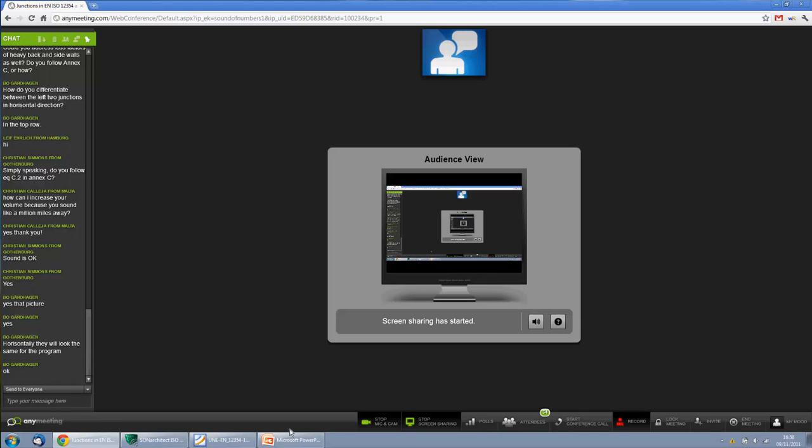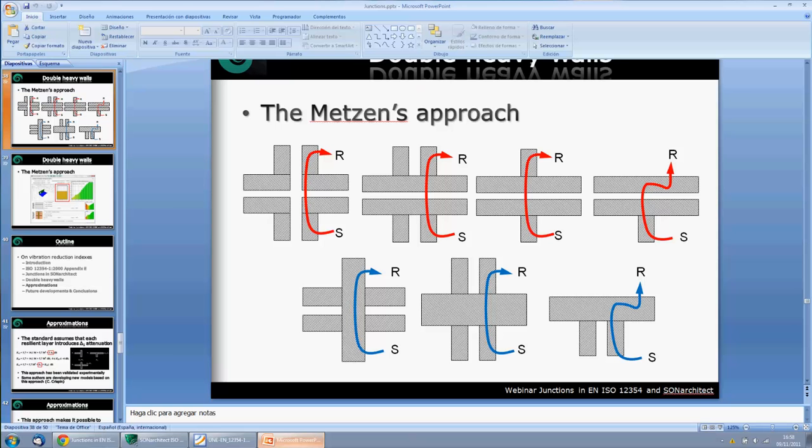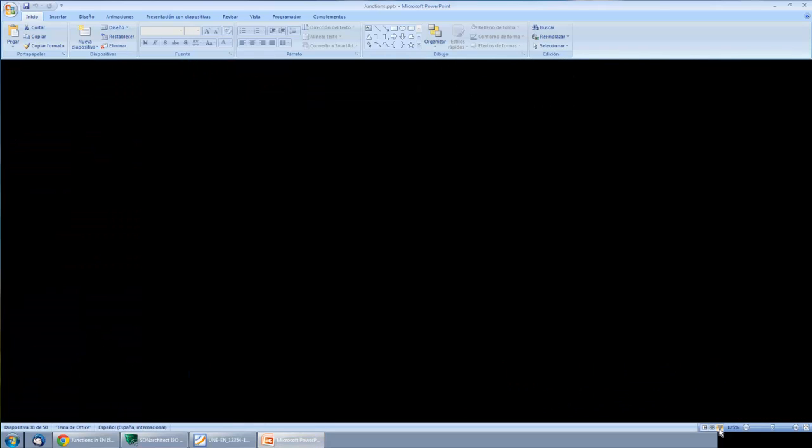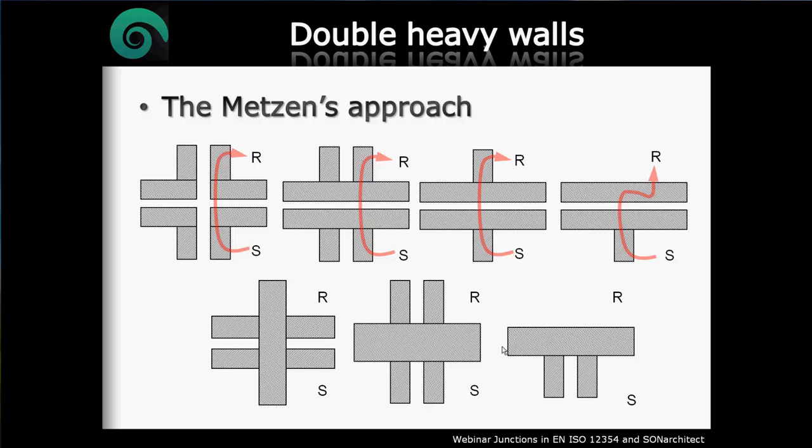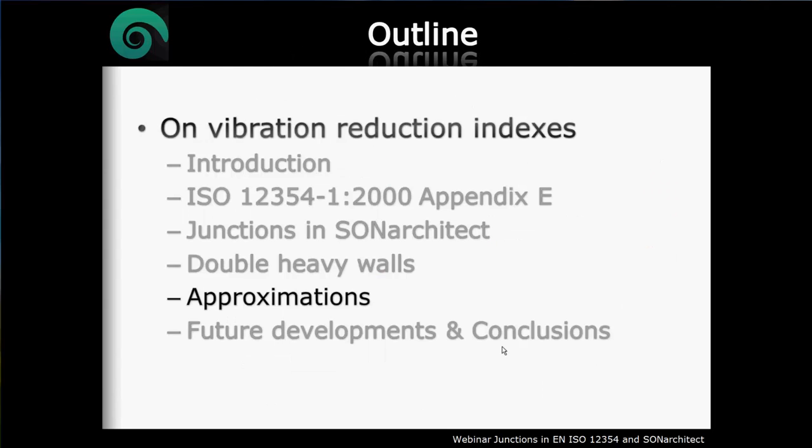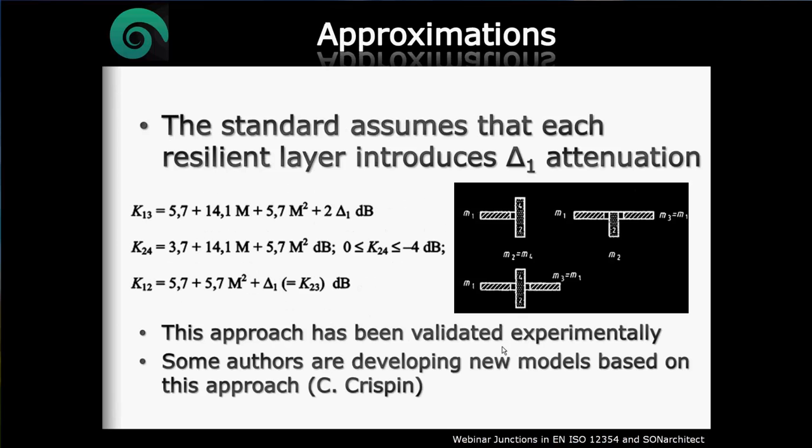Okay. To the last part of my presentation, which is talking about what we can do with real cases that are not standard. So, I already mentioned this, but the standard assumes that its receiving layer will have a meaning into our vibration reduction index by inserting a delta 1 factor that will increase the vibration reduction indexes with frequency.